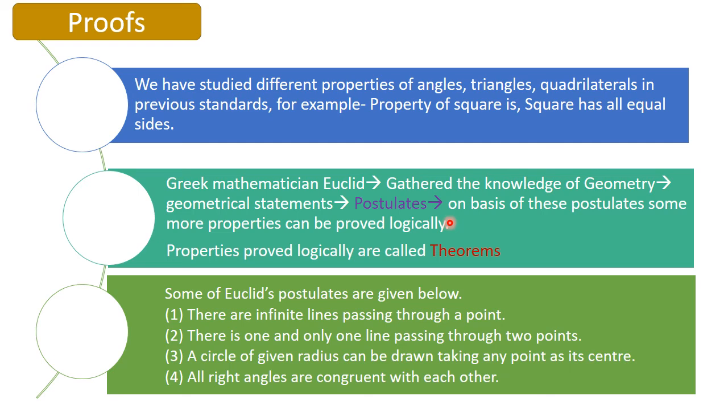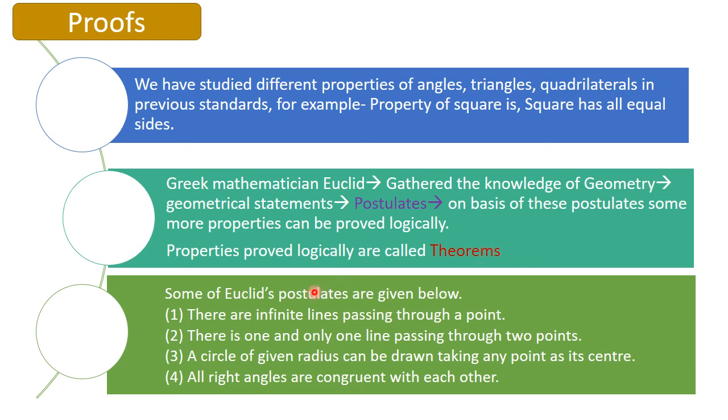When we write down proofs, you must have studied the Pythagoras theorem in the previous standard. You must have studied many postulates. To prove those postulates, you write down many statements, and finally you reach the conclusion and prove the postulate. So what Euclid did was, there were many properties and statements, but he called them postulates, and those postulates can be proved logically by giving statements or by solving mathematically. Those properties which are proved logically are called theorems.